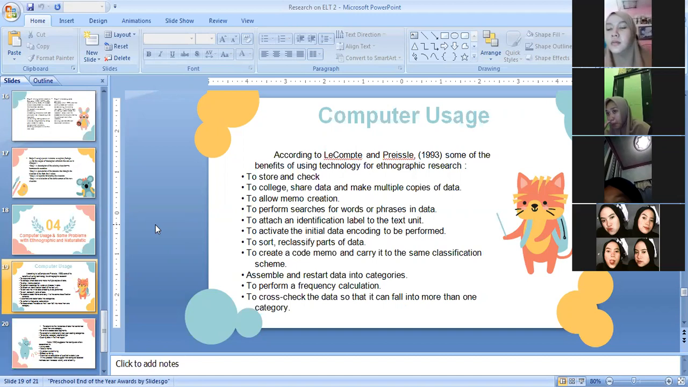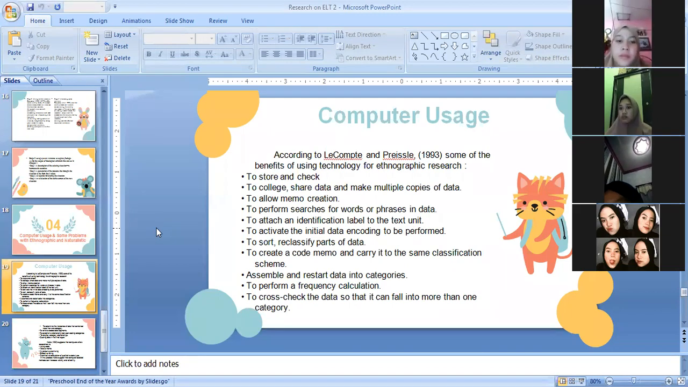To enable preliminary coding of data to be undertaken. Then to resort, collate, classify, and reclassify pieces of data to facilitate constant comparison and to refine schemas of classification. Then to create a code memo and carry it to the same classification scheme. To assemble and reassemble data into categories.